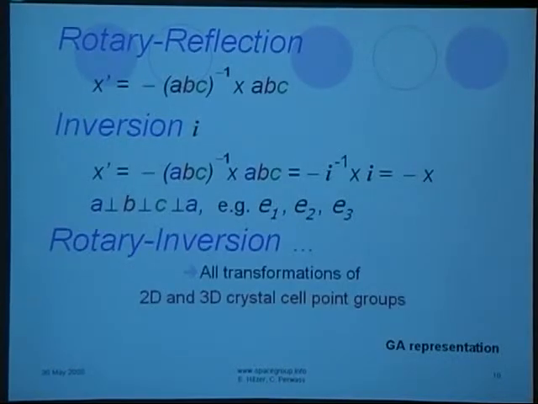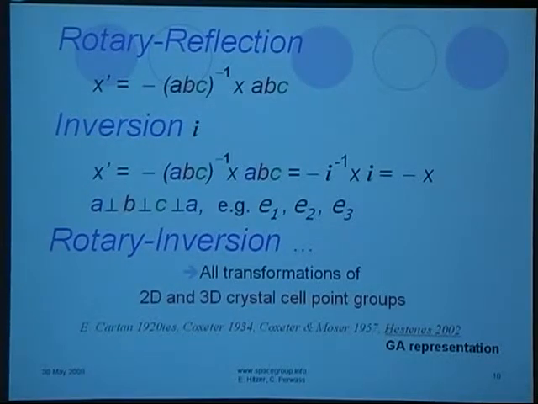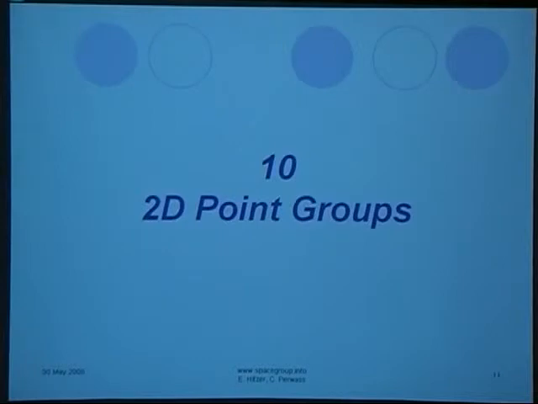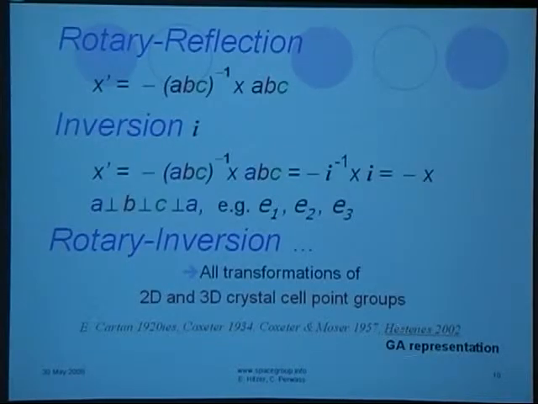Rotary inversion. So all transformations of two-dimensional and three-dimensional crystal cell point groups, and certainly it can be generalized to higher dimensions. Now, this idea to use this kind of notation, which we will use later on, goes back to work of Cartan and Coxeter. But independently, David Hestenes found a very nice operative geometric algebra representation, and that's when I think it really has become very useful, not only in this context.